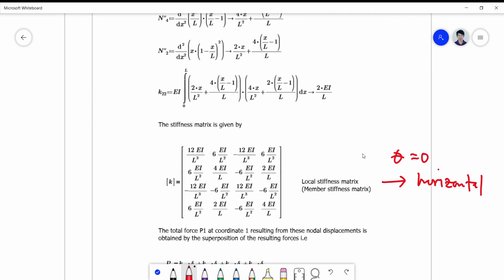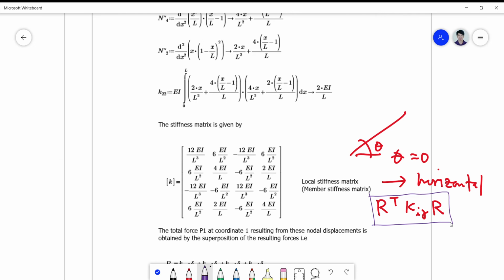If the angle of the beam is inclined at an angle of, say, theta, you have to make use of a transformation rotational matrix R, R transpose K_ij R. You just make use of this transformation rotation matrix in order to get a value of your local stiffness matrix, and you will see there a sine, cosine, something along the way.